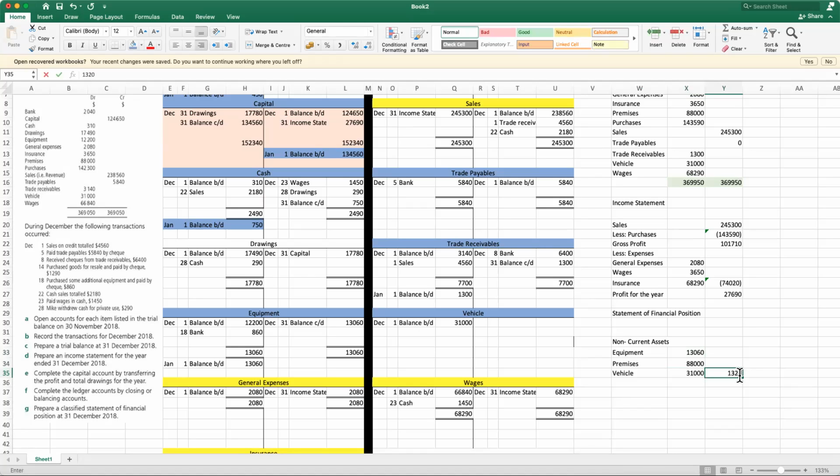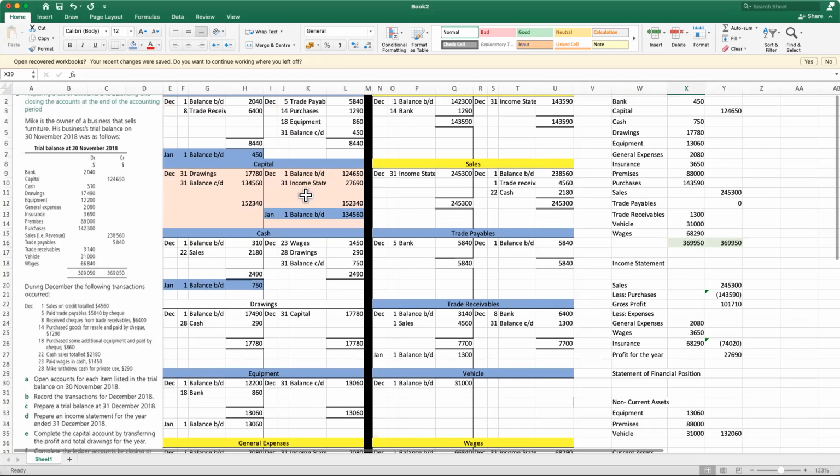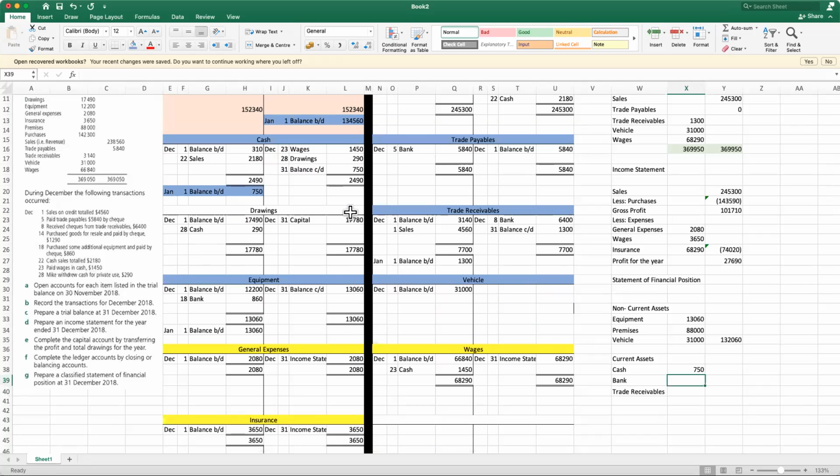132,060. And then I need to add all my current assets. Current assets will be my cash, my bank, my trade receivable. $2,500. Add these two up together. 134,560.